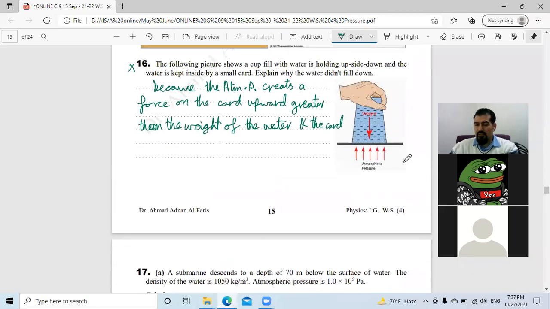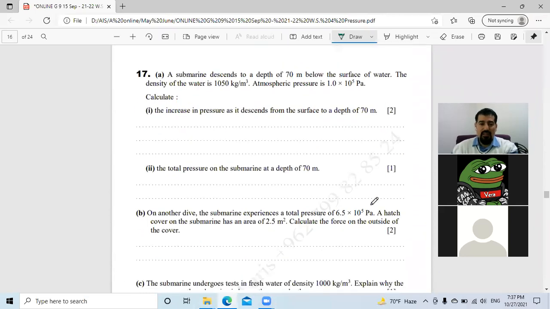So how much is the atmospheric pressure? They will give it to you in the exam. It's approximately 100,000 Pascal. Look at question 17. A submarine descends to a depth of 70 meters below the water surface. The density of the water is 1050 kilogram per cubic meter. The atmospheric pressure is 1 × 10⁵ pascal. Calculate the increase in pressure as the submarine descends.